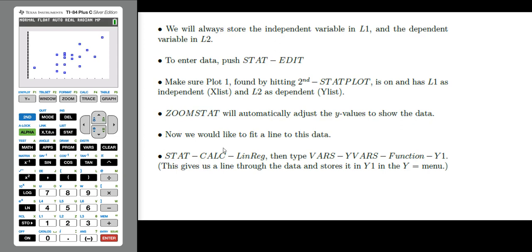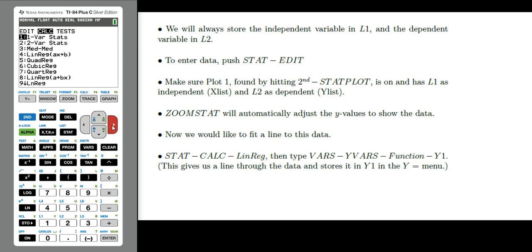All right. So how do we do that? If we want to fit a line to the data, what we're going to do is say stat and then calc and then lin reg. Okay. So we go to stat just like when we were entering the data in, but then we're going to toggle over to calc, and then we're going to click on lin reg ax plus b.